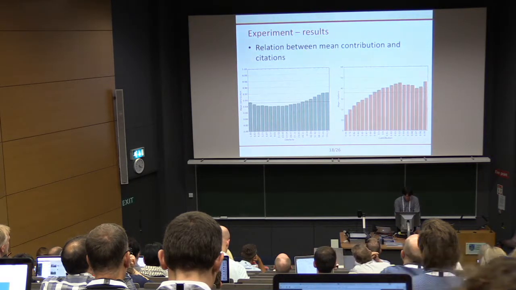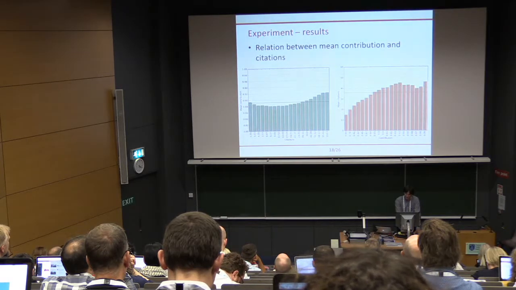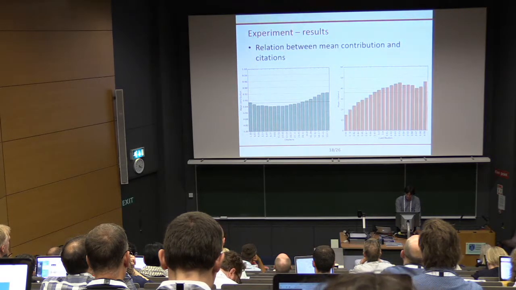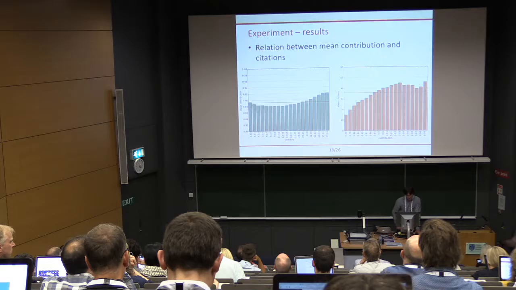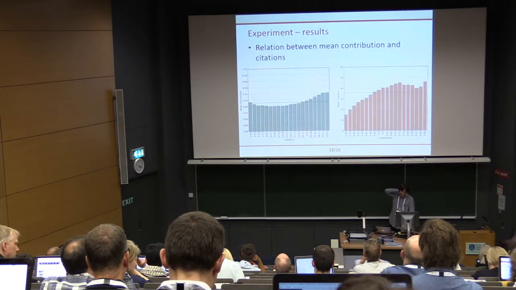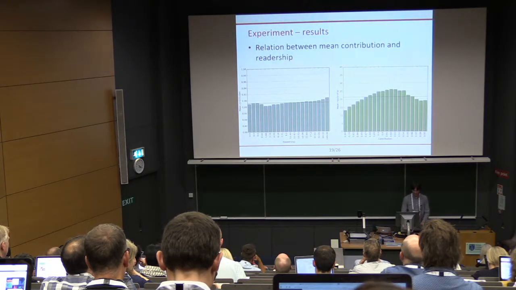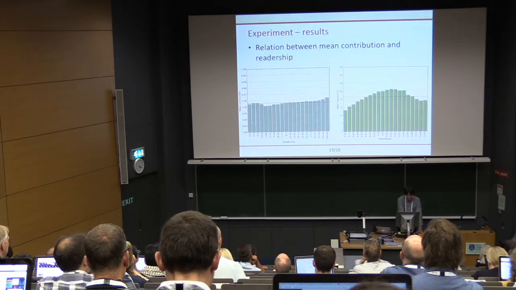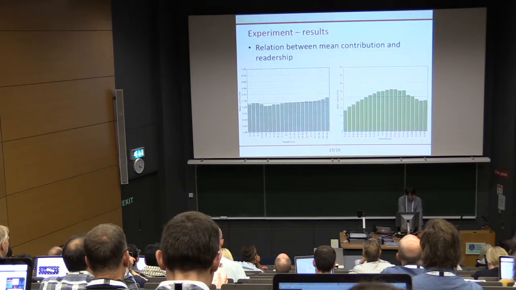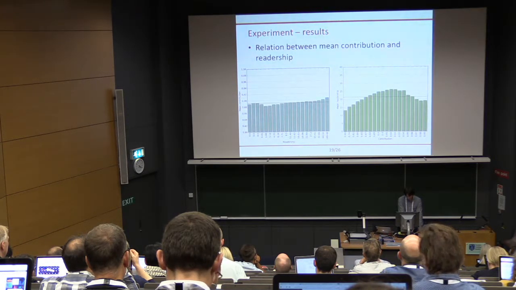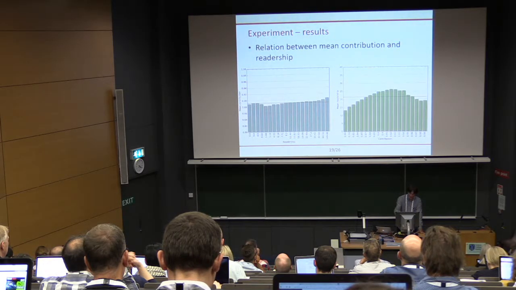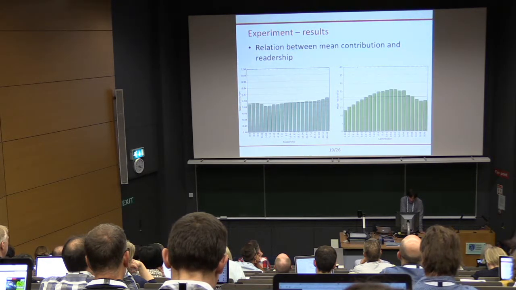You can see on the right side that the mean citations increase with contribution. So with a rising contribution, you can see the mean citations increase as well. The other graph shows reported readership and contributions, and we can see that with growing readership we are getting a higher contribution. So how do we interpret these data?